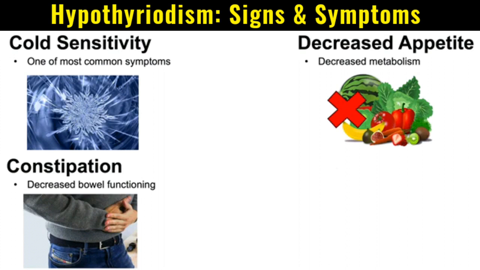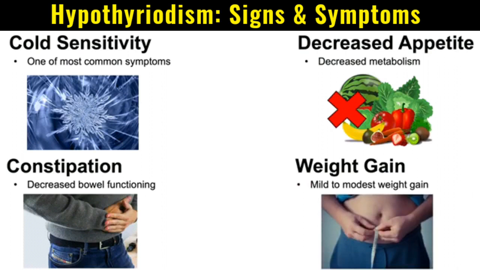And even though an individual with hypothyroidism has a decreased appetite and may not be eating as much as they used to, they can actually have weight gain. Weight gain is actually a sign of hypothyroidism. It's usually mild to modest weight gain, and again, this is due to a decreased metabolism. So again, cold sensitivity, one of the most common symptoms. We can see decreased appetite, issues with constipation, and weight gain, usually mild to moderate. A lot of these are due to decreased metabolic functioning.